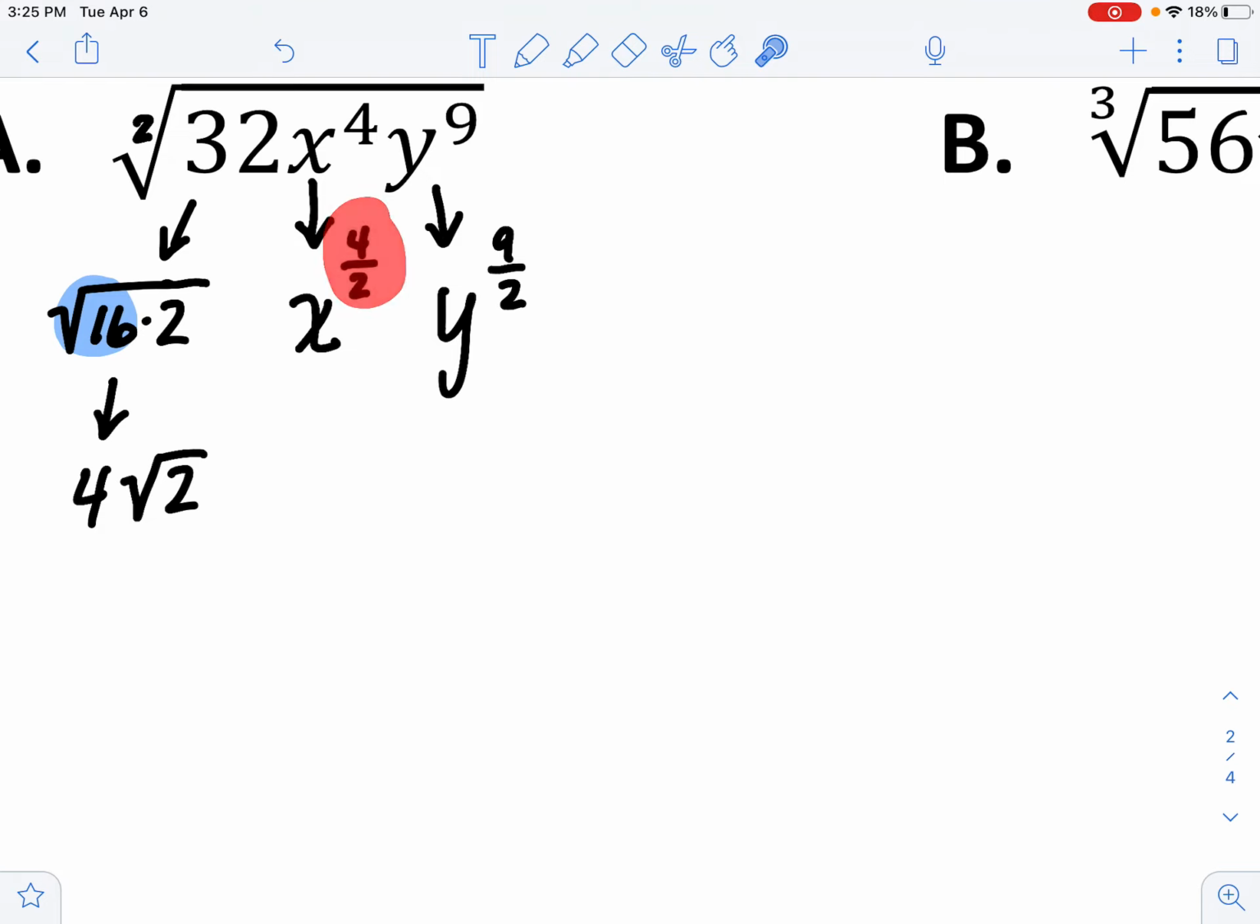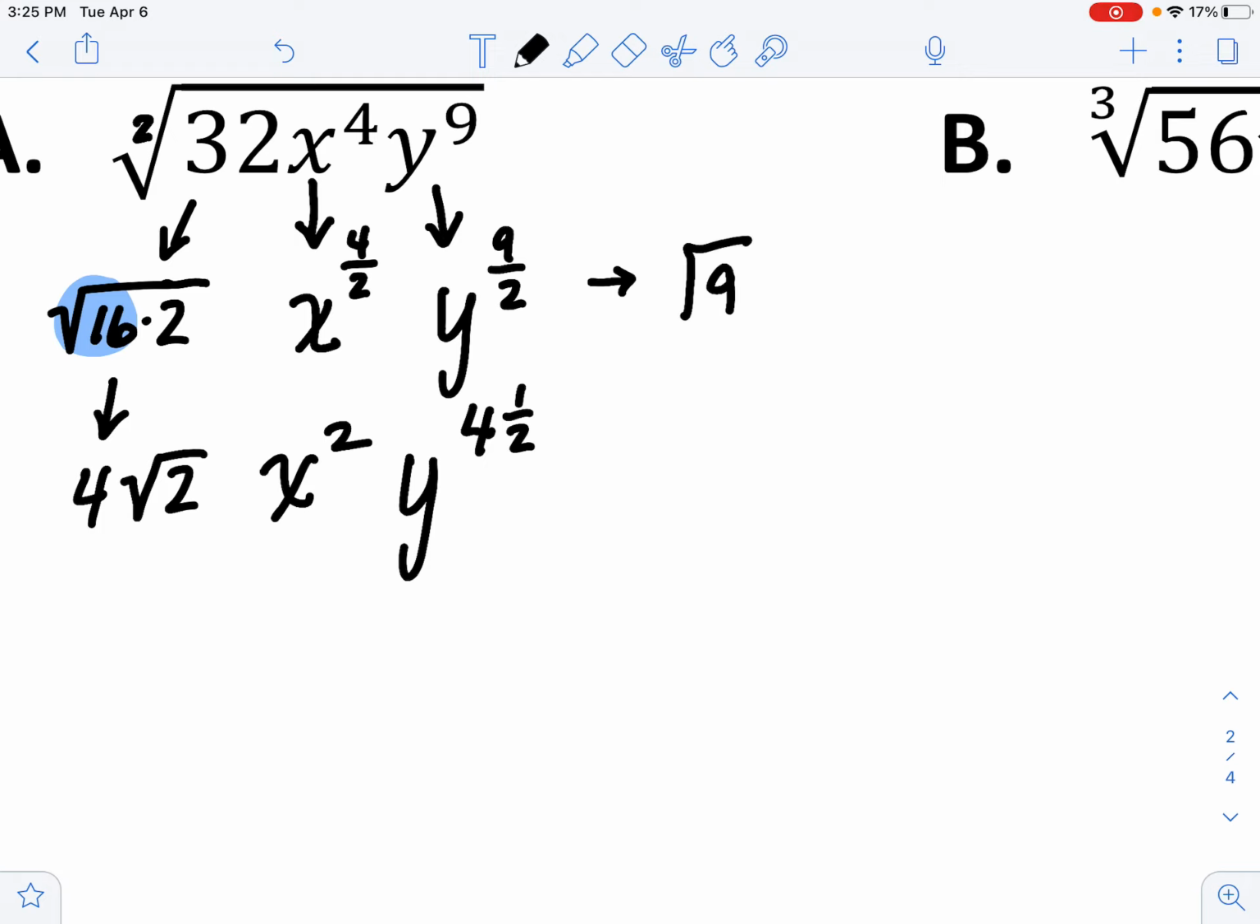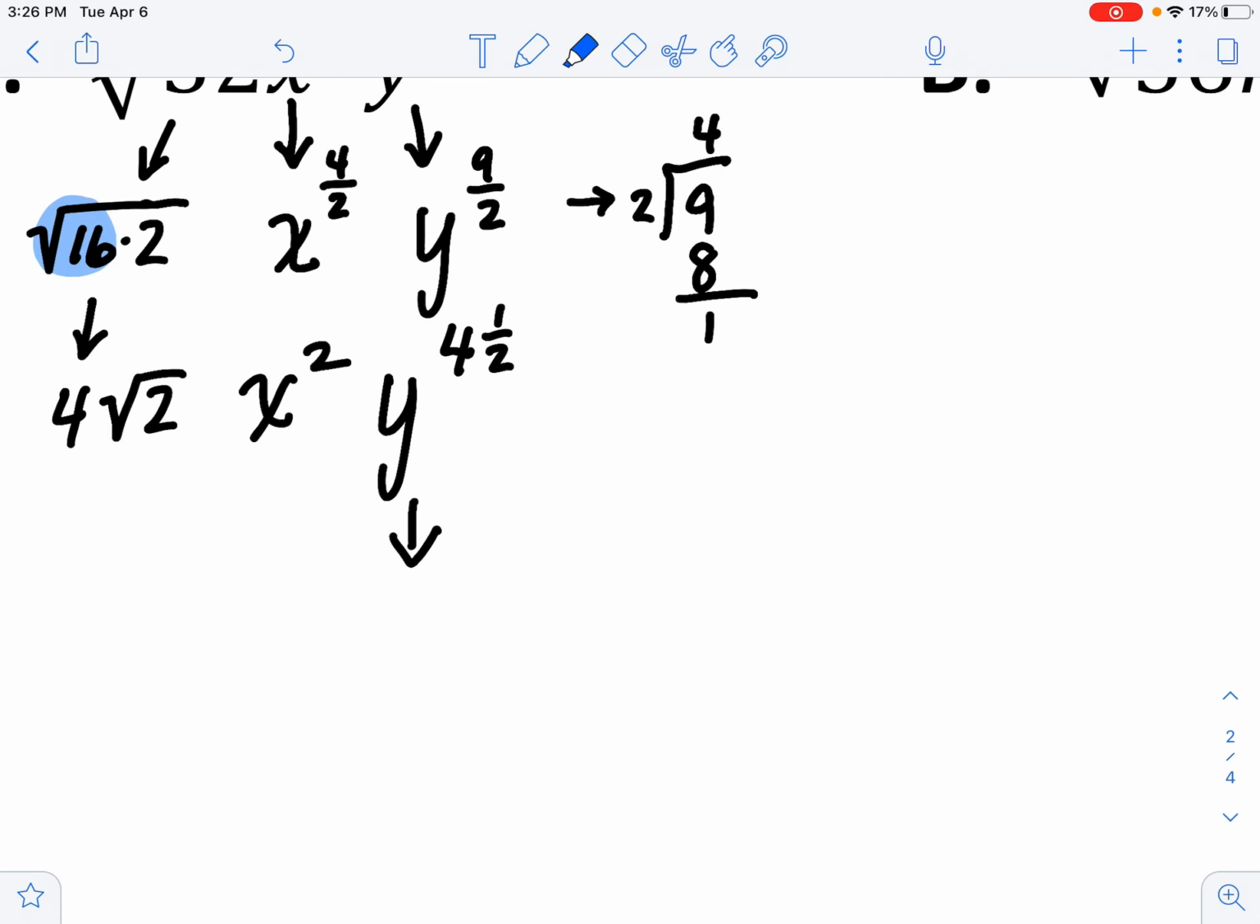4 divided by 2 is 2. So this becomes x squared. 9 divided by 2 is 4 1/2, so y to the 4 1/2. And if you can't do that in your head, then just go over here to the side and do 9 divided by 2 to get your 4 1/2. And so then to rewrite that in radical form, your y to the 4th is the part out of the radical, and then the 1/2 would be square root of y, because y to the 1st is y.